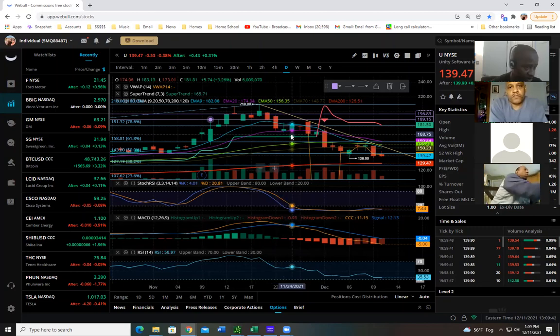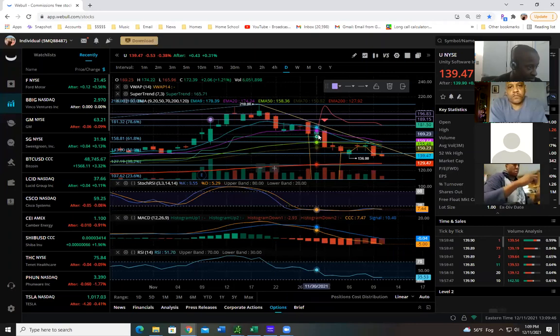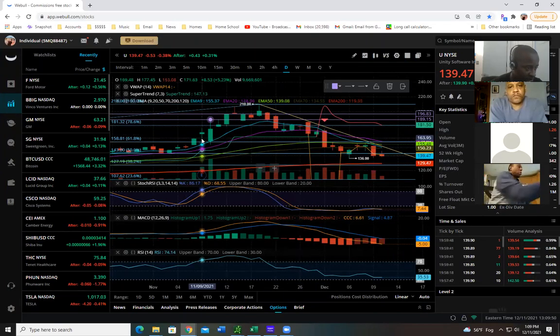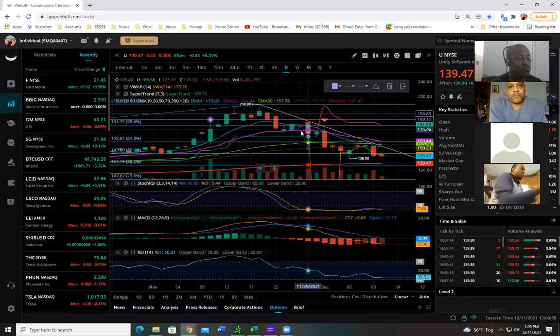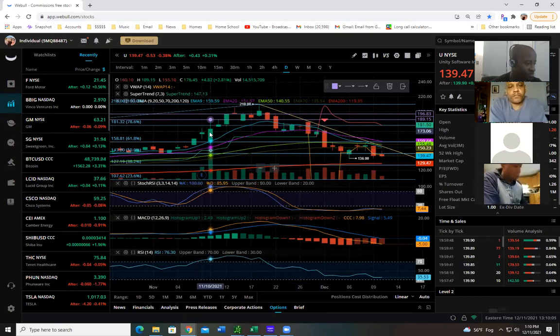185, 183, 181, rejected at 175. So here's a little gap. We're gonna try to find one in here. 177. So in this case, I need to drill down now because this is not tight enough for me to get a substantial support or resistance.